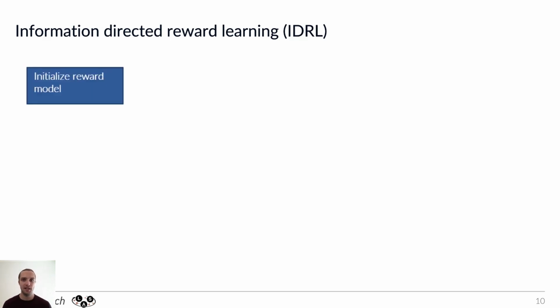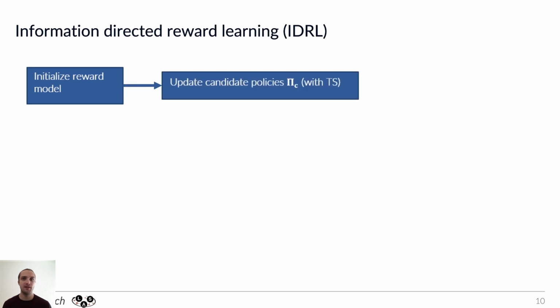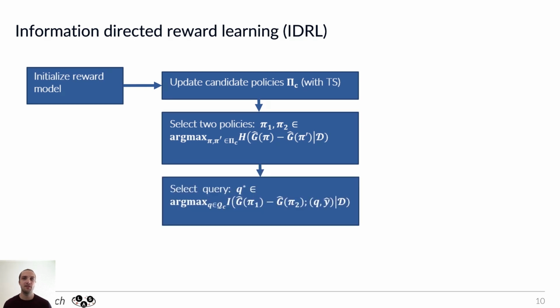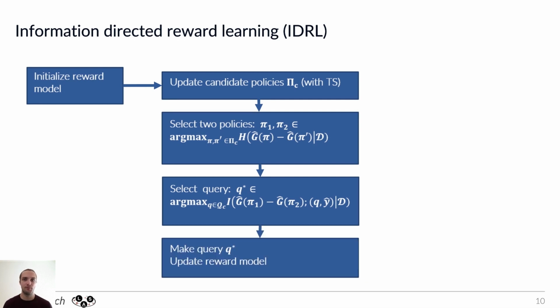First, we initialize a Bayesian reward model and obtain an initial set of candidate policies using Thompson sampling. Then in each iteration, we first select the two policies with the highest entropy in the difference of their returns, and we then select queries that maximally reduce our uncertainty about these two policies. Then we make a query to the user and update our model.